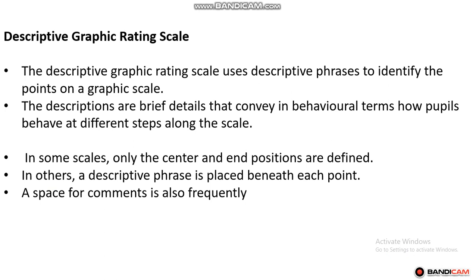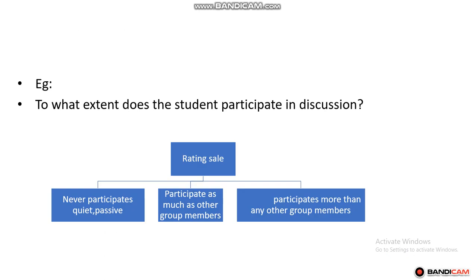In some scales only the center and end positions are defined, like good or bad, or extremely poor or very good. So in that way 2 extreme options can be given, or otherwise a descriptive phrase placed beneath each point, as I have shown here. So in that way also you can prepare. Space for comments is also frequent. So that's how we are doing the description.